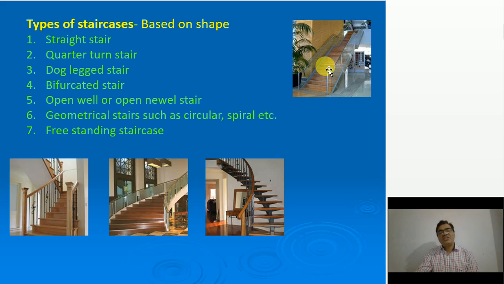Then second one is quarter turn stair. Normally in the row houses, such type of quarter turn staircases are provided. That means the first flight is moving up to the mid landing and the second flight is perpendicular to it. And that is the quarter turn staircase.